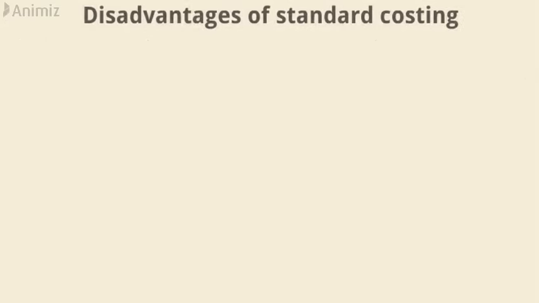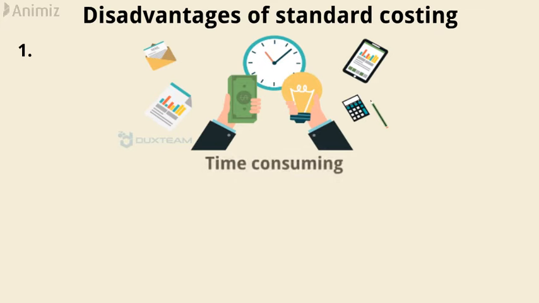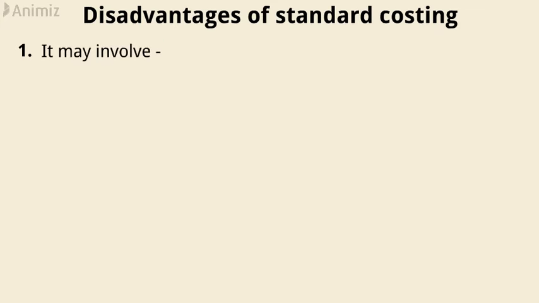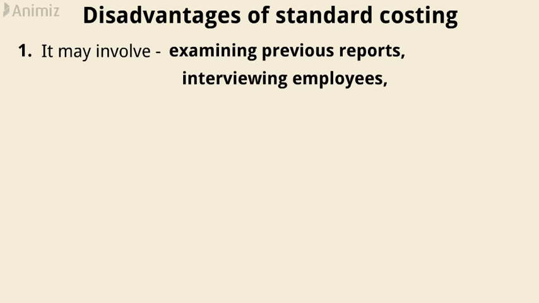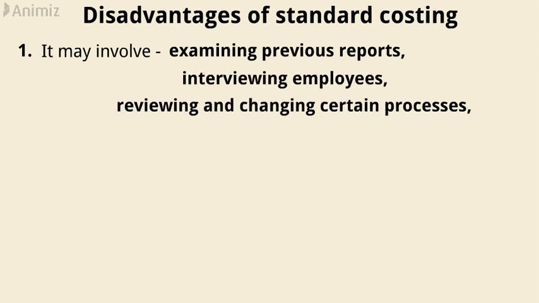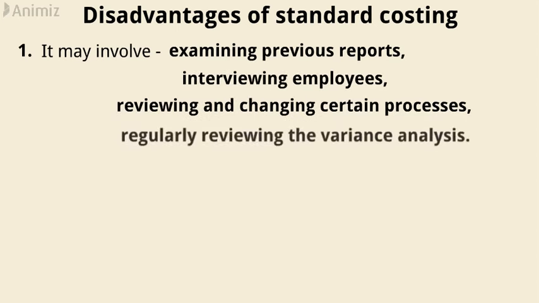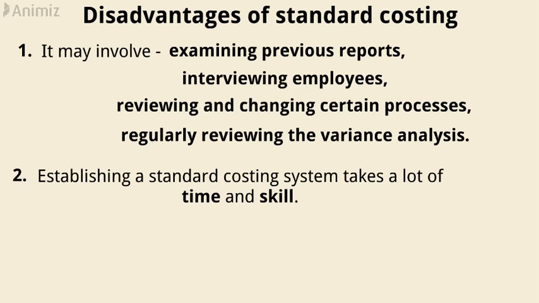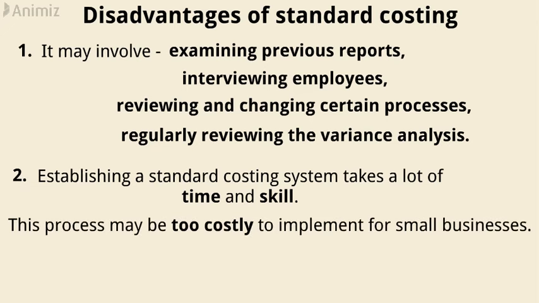Disadvantages of standard costing. 1. Estimating the standard costs can be time-consuming. It may involve examining previous reports, interviewing employees, reviewing and changing certain processes and procedures, and regularly reviewing the variance analysis. 2. Establishing a standard costing system takes a lot of time and skill. This process may be too costly to implement for small businesses.